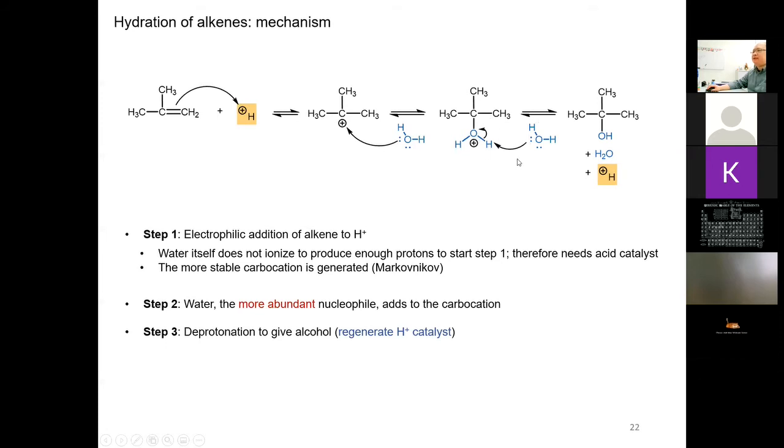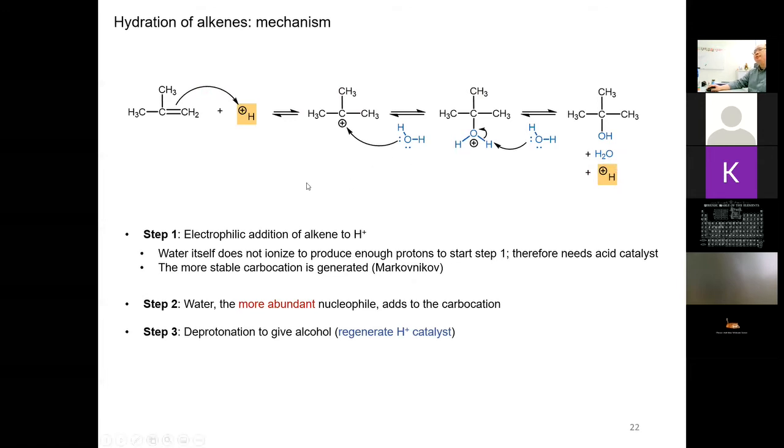And the third step, in the HX addition, this second step is X minus adding here, right? But here it's water adding. So now the third step, which is the last step, another water molecule needs to remove the H from this ion to generate the alcohol product. And now you have an H+ remaining, right? H+ is recovered. So that's why we call it the H+ catalyst, because the starting material becomes the product, but the H+ catalyst never changed. In the beginning, it's an H+. In the middle, it participated in the reaction, but at the end of the reaction, the H+ remains an H+.